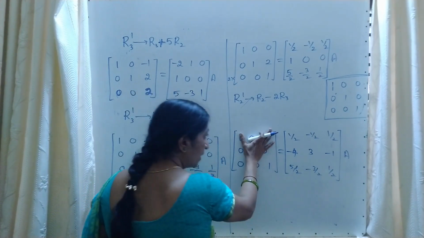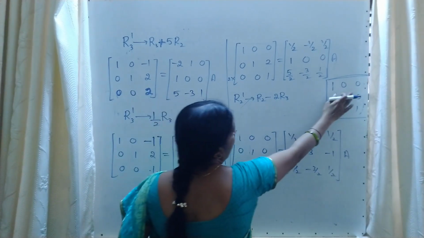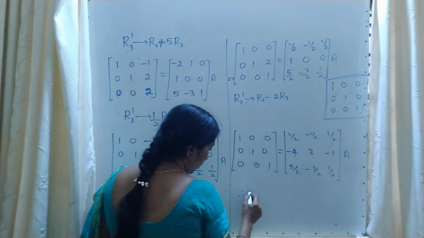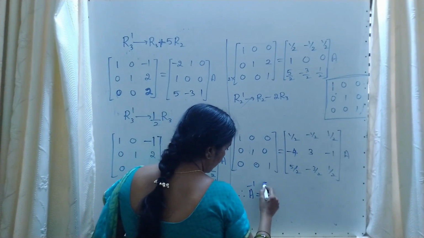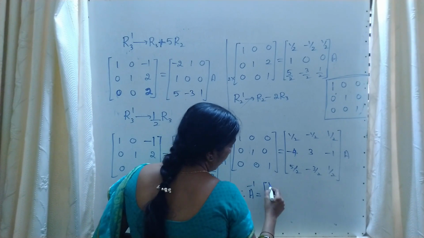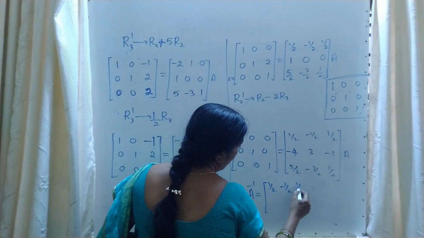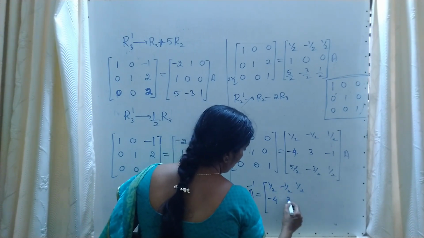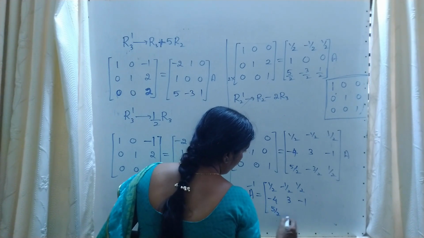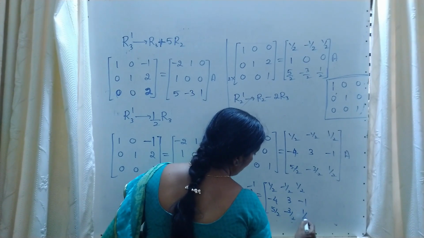See, on the left side we converted this in the form of identity matrix. Therefore, A inverse is 1 by 2, minus 1 by 2, 1 by 2, minus 4, 3, minus 1, 5 by 2, minus 3 by 2, 1 by 2.